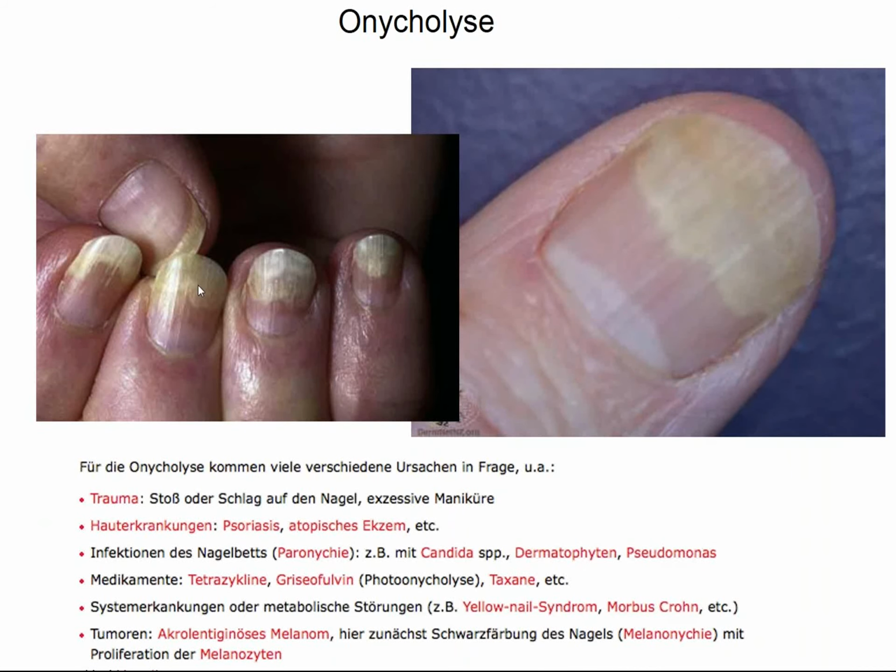This is an example of onycholysis. This is separation of the nail from the bed, and the more common causes that I've encountered are a nail disease caused by psoriasis, but hypothyroidism would come to my mind, and there are other causes that are listed here.